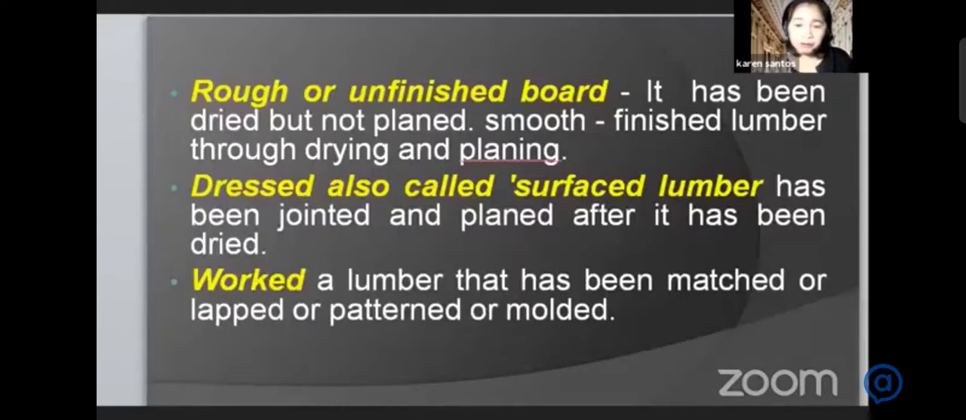Rough or unfinished board has been dried but not planed. And then smooth is finished lumber through drying and planing. And then the dress is also called surface lumber. It has been jointed and planed after it has been dried. And then work is a lumber that has been matched, or lapped, or patterned, or molded.